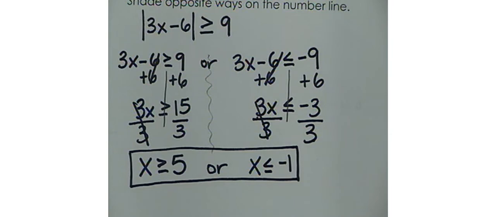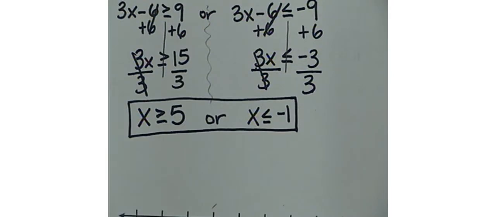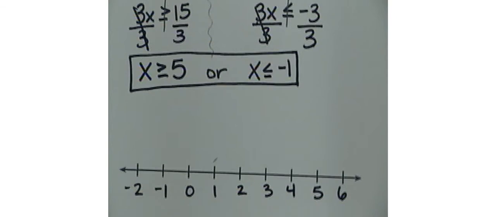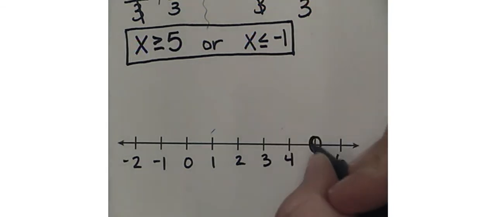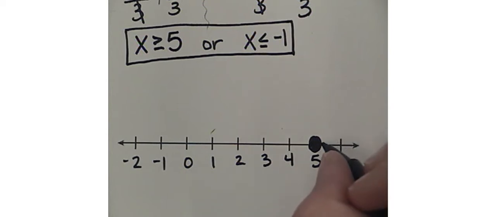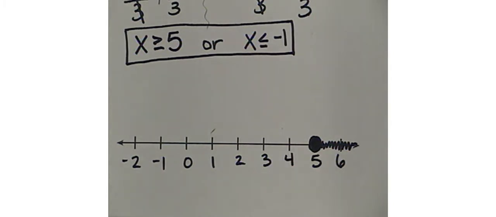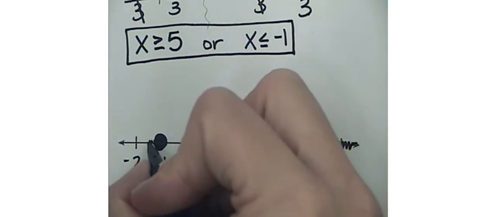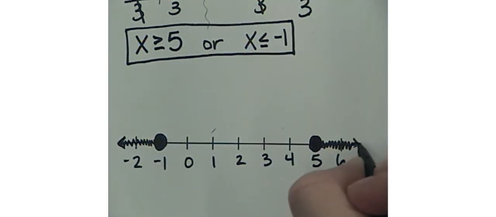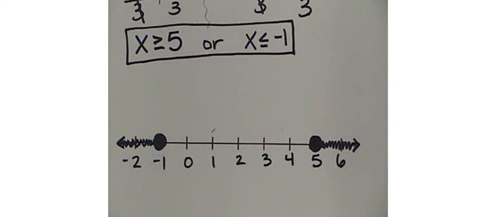Let's fill in our number line here. I have a closed circle at 5. Color it in because we are including or equal to. I need x values greater than that, so I'm going to shade to the right. I have a closed circle at -1 because I'm or equal to it. And I'm taking all x values less than that, so I'm shading to the left. Disjunction. Disconnected.